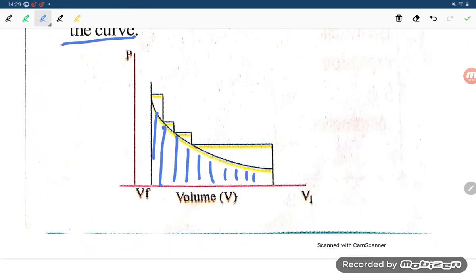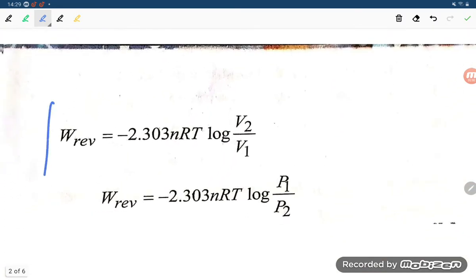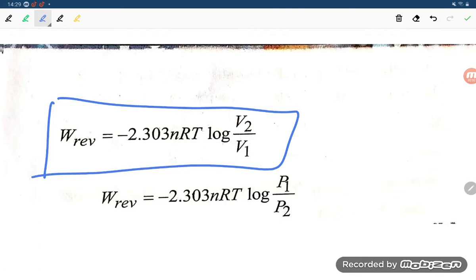Now students, the derived relation is W reversible equal to minus 2.303 nRT log V2 upon V1. If you write it in terms of pressure, it is minus 2.303 nRT log P1 upon P2.